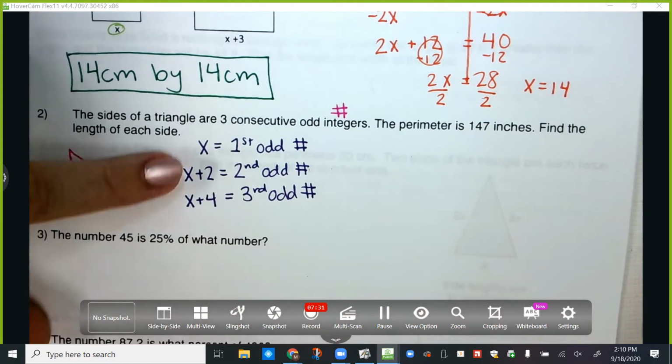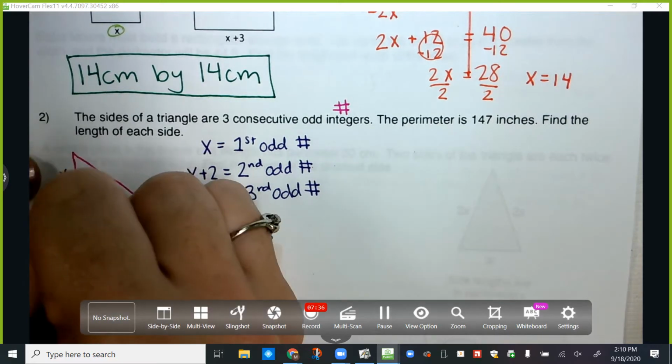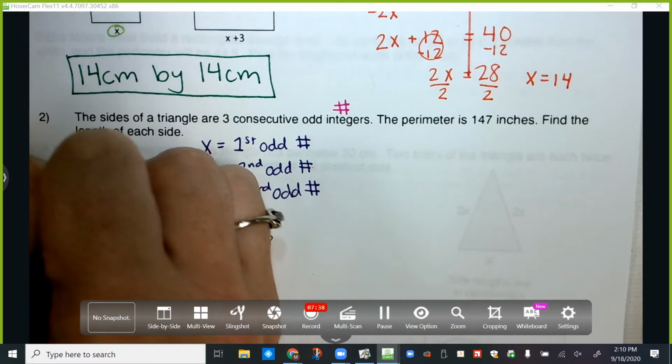Now, I want you to realize these are your triangle side lengths. So we have X, X plus 2, and X plus 4.